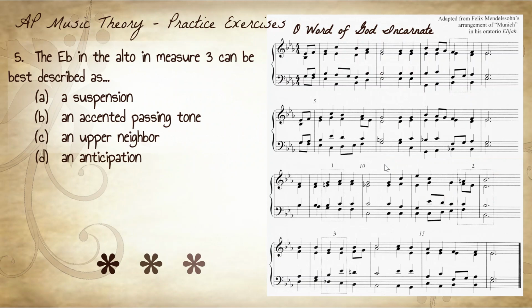Questions 5 to 11 also refer to this piece of music. Question 5. The E flat in the alto in measure 3 can best be described as A, a suspension, B, an accented passing tone, C, an upper neighbor, or D, an anticipation.